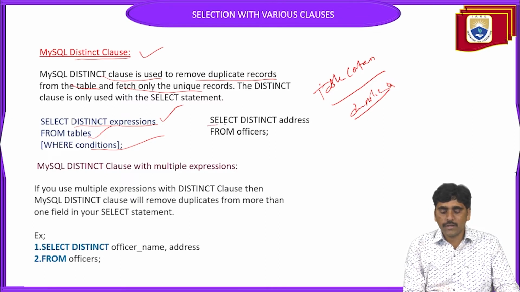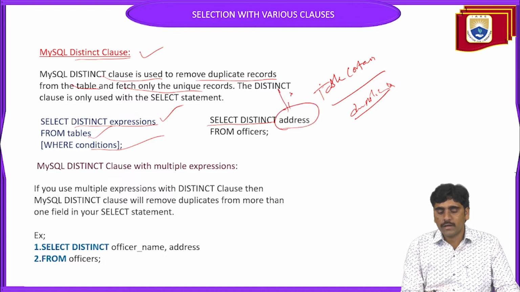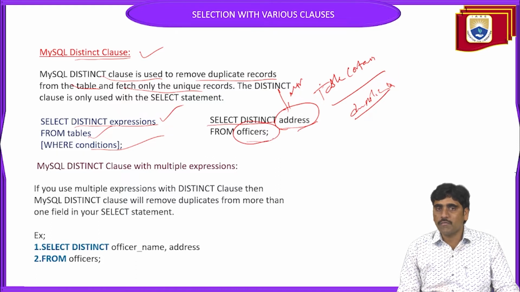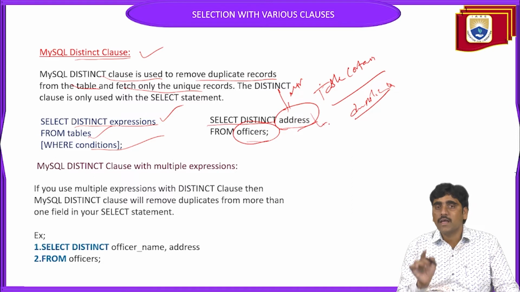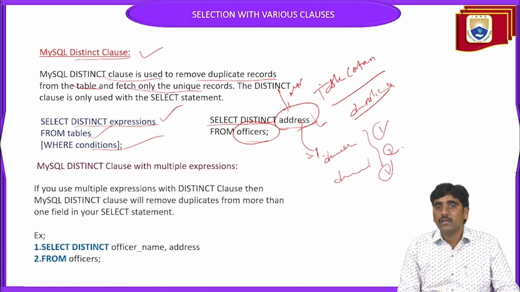We can specify it like this: SELECT DISTINCT address FROM officers. Address is the attribute name. I want to display address as a unique value from the officers table. There are no duplicates, even though the table has duplicate values. Suppose the address is Dundigal, and it appears 1, 2 or 3 times. If you have more than one tuple with the name Dundigal, it displays only one unique value.